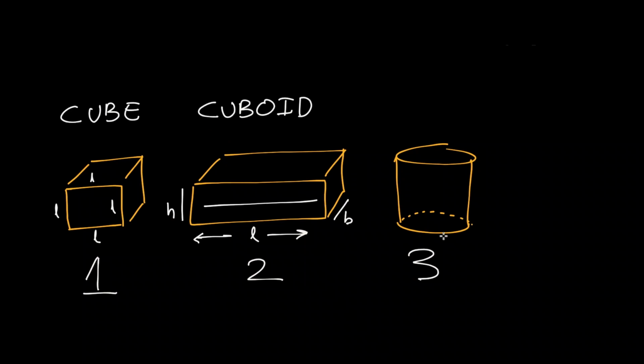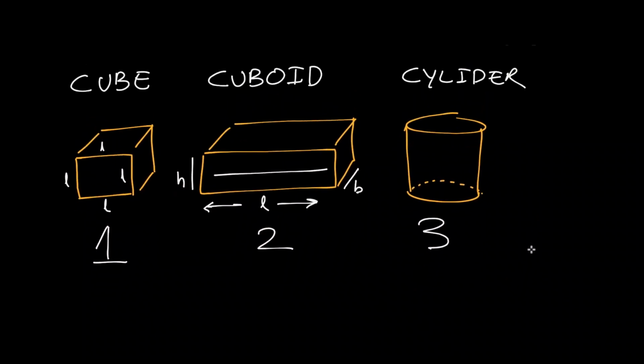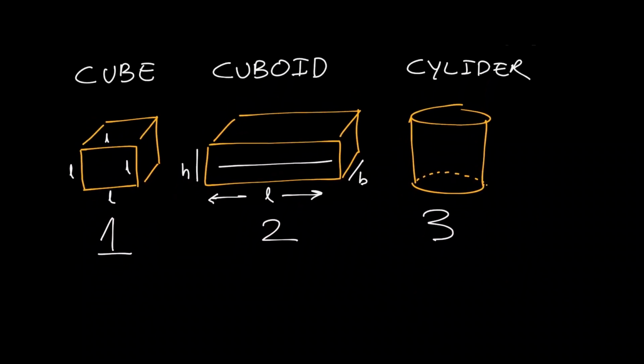And the third shape is in the form of a cylinder. This is easy to remember because it has a round shape and a curved surface. So this makes the cylinder. And we are going to find out three formulas. What are those three formulas? One is lateral surface area, second is total surface area, and the third is volume. We'll see one by one how to remember these three formulas across cube, cuboid and cylinder. We'll take the cube first.